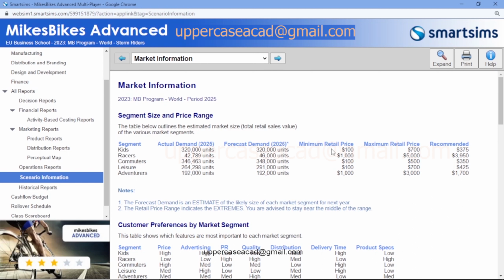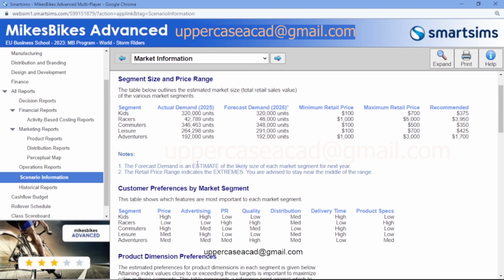Then the forecast demand is the number of units that maybe the industry predicts will be sold in the next year. Then the minimum price, here we have $100. The maximum price you can sell for this product is $700. So the recommended is half of that. They say that for the kids segment, if you sell your bicycle at $375, maybe you can get enough sales. You should note that this forecast demand is just an estimate, and the retail price range will just give you the price range also.